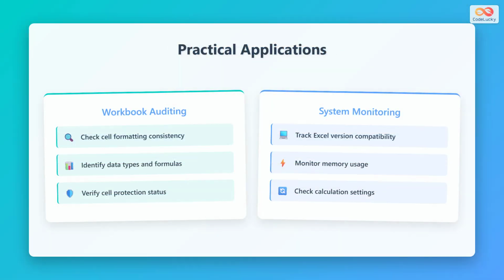Here are some practical applications of the CELL and INFO functions. For workbook auditing, you can check cell formatting consistency, identify data types and formulas, and verify cell protection status. For system monitoring, you can track Excel version compatibility, monitor memory usage, and check calculation settings.